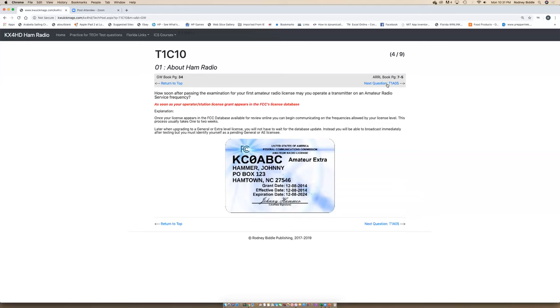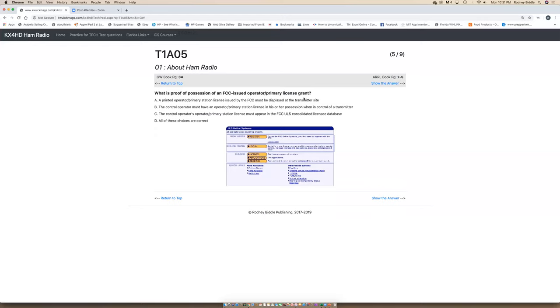Next question is T1A05. What is proof of possession of an FCC-issued operator primary license grant?